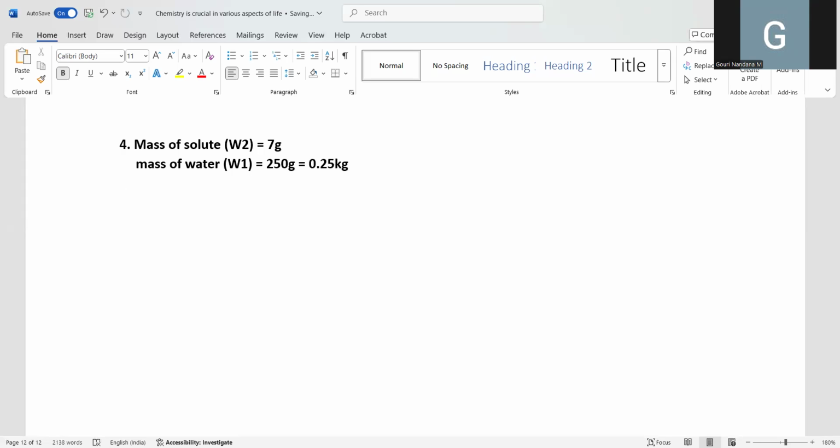Then the boiling point of solution is given. Boiling point of solution, that is TB, is 373.26 K. And we know the boiling point of water is 100 degrees Celsius, which is TB0. TB0 is 373 K.